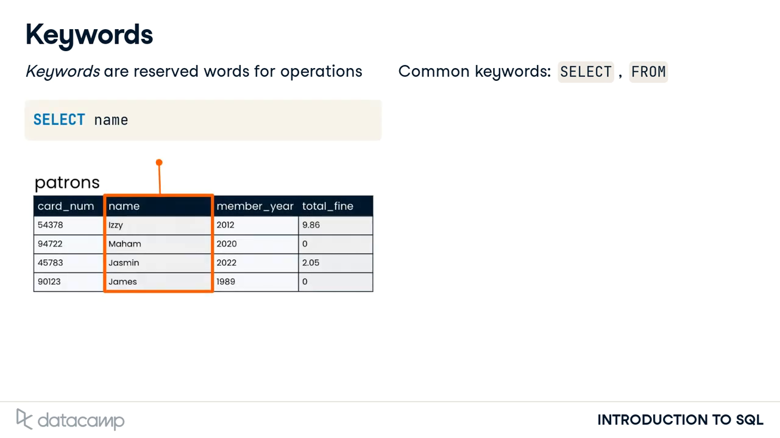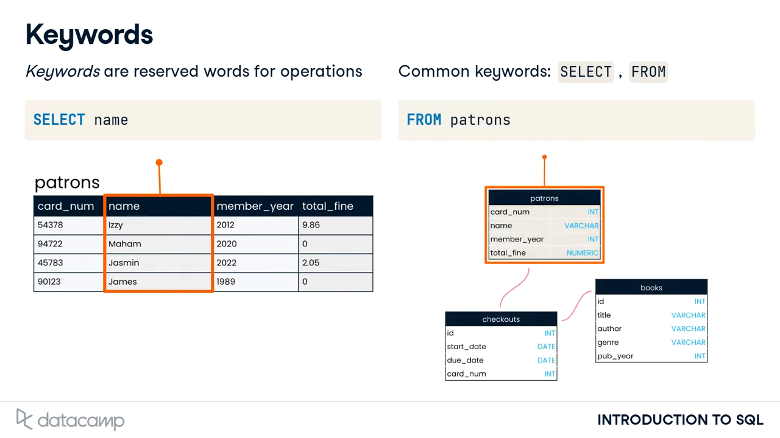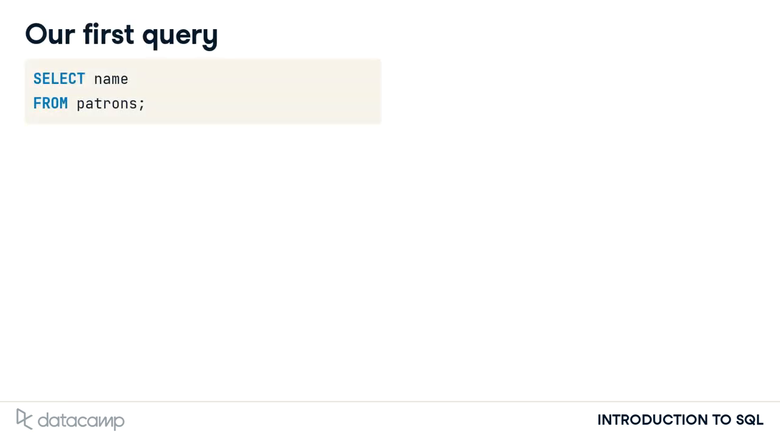Perhaps we'd like a list of every patron our library has. The select keyword indicates which fields should be selected. In this case, the name field. The from keyword indicates the table in which these fields are located. In this case, the patrons table. Let's put these parts together. Here's how the query should be written.